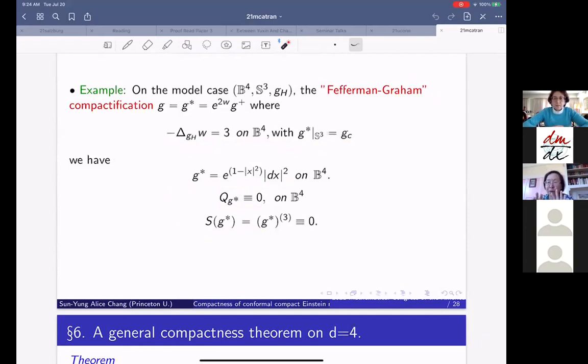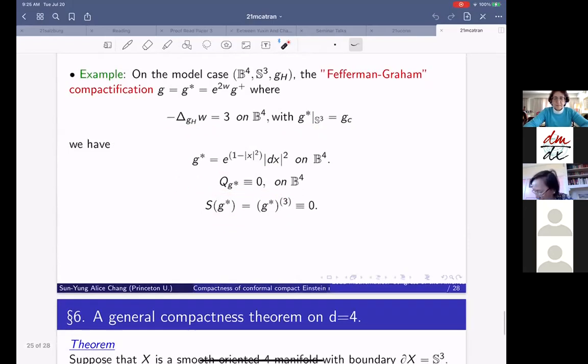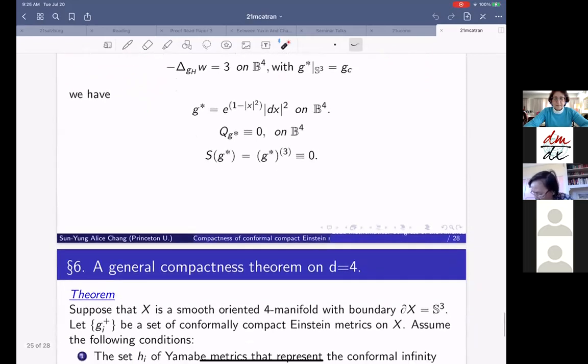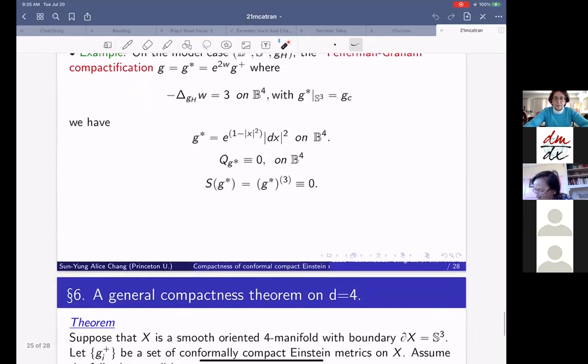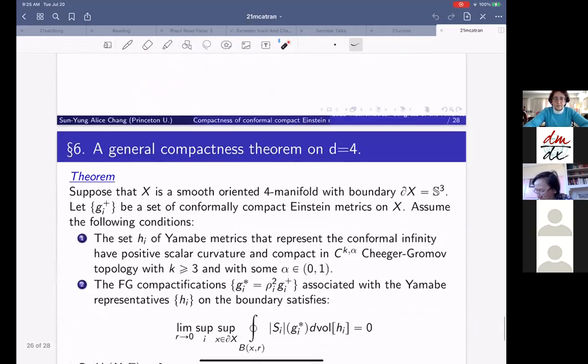So on B4, there are actually two metrics with this property, with Q4 equal to 0. One is the flat metric, one is my G star metric. So G star is a nice representative, but it's not an obvious choice. So this is the example.